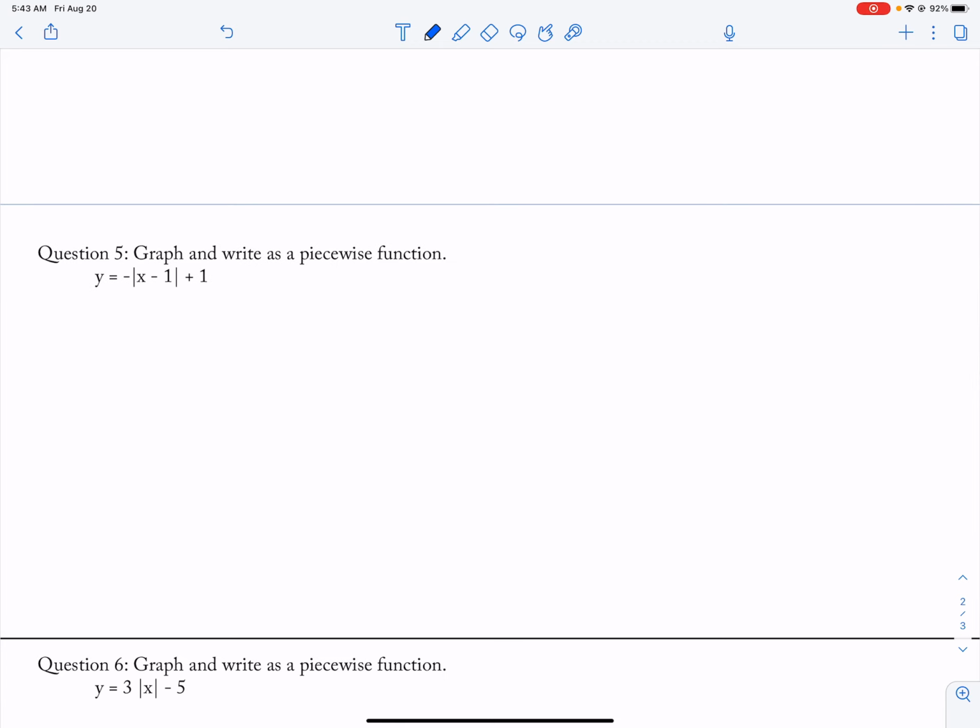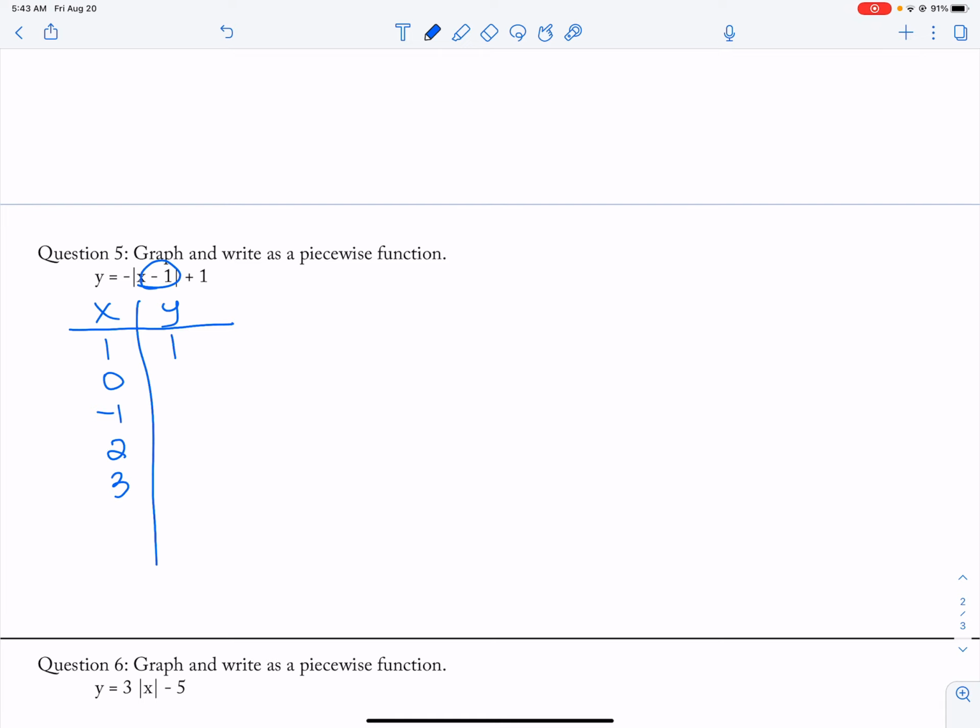We're going to graph and write this as a piecewise function. So again, I set what's inside my absolute value equal to 0, and I solve for x. So in this case, I get 1. When I plug in 1 into my equation, I get 1. Now I'm going to pick two numbers that are smaller than 1 and two numbers that are bigger than 1. So I'll pick 0 and negative 1, and then I'll pick 2 and 3.